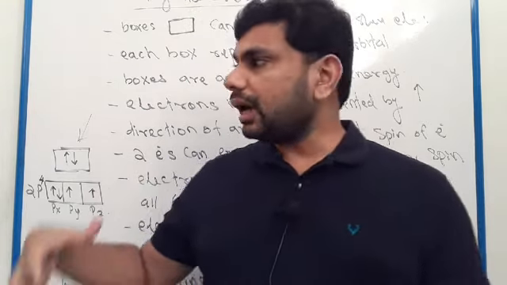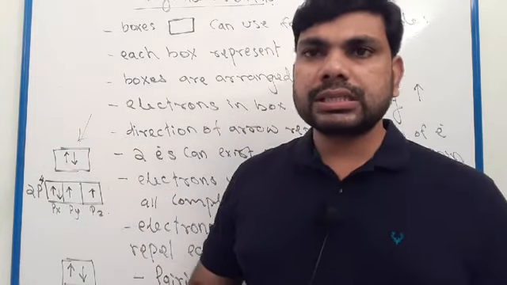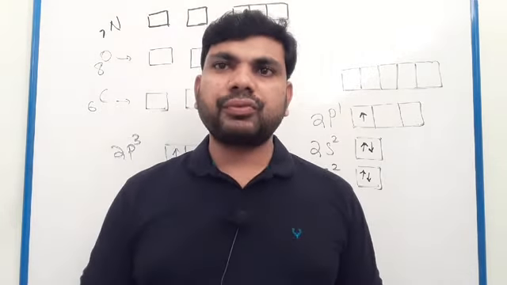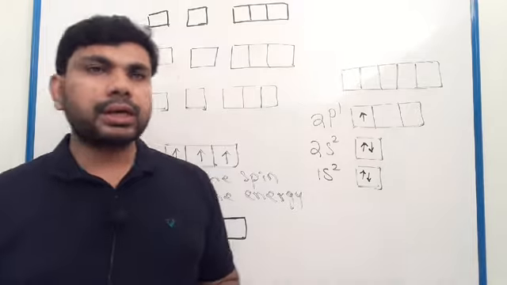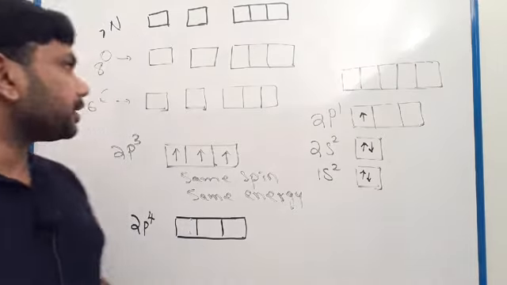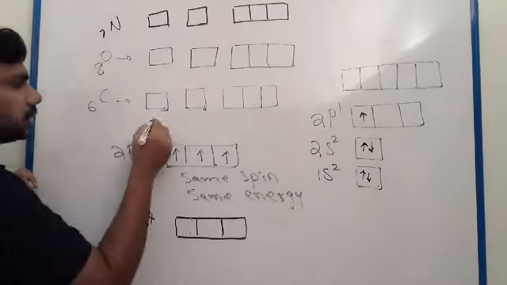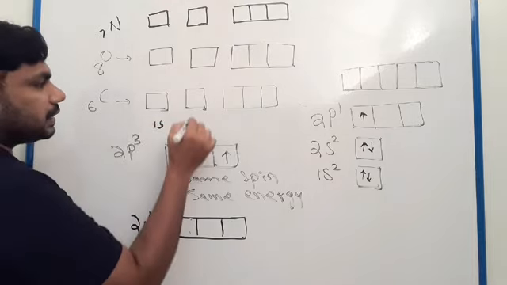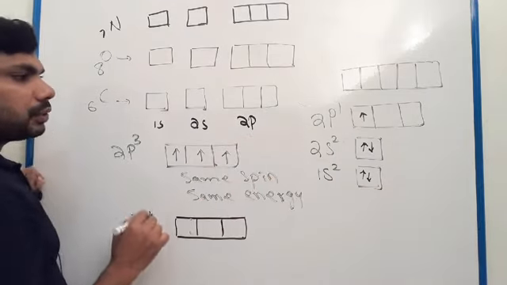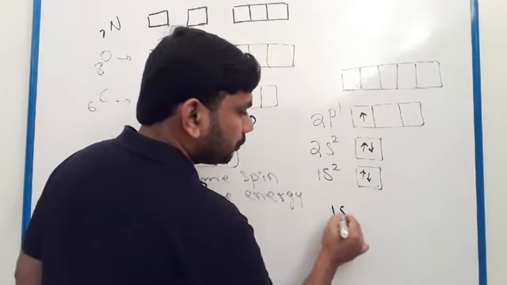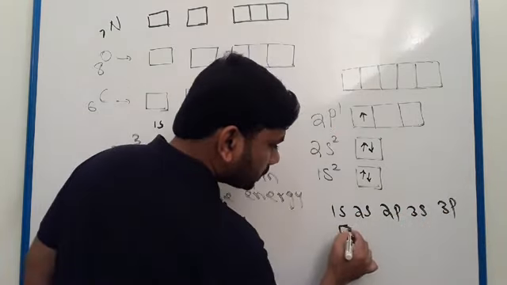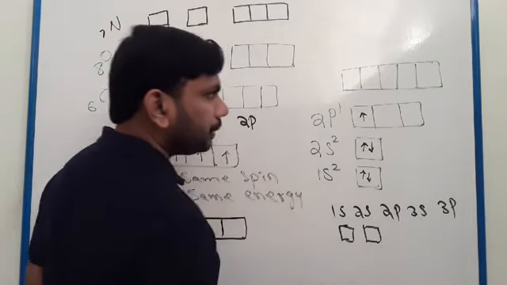I will give you more examples for this. Here we have some examples of subshell electronic configuration with boxes. I used boxes to represent subshell electronic configuration. The first one represents 1s, the second 2s, the third 2p. We know the subshell electronic configuration 1s, 2s, 2p, 3s, 3p, so we will use boxes accordingly.